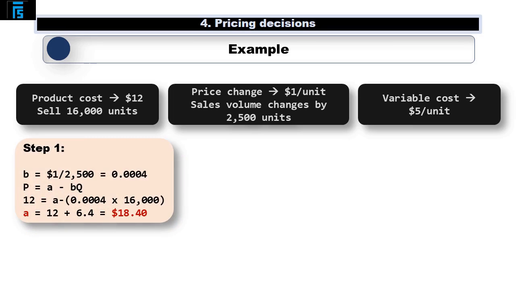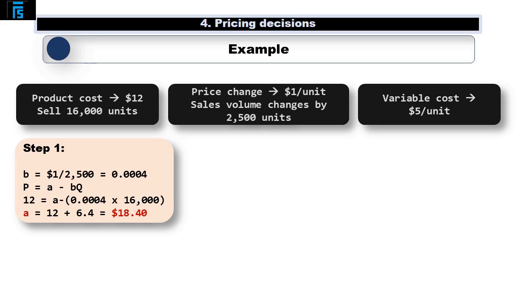So step 1 is to use the demand equation to find any figures we don't yet have. To find B, we take the change in price and divide it by the change in quantity. So this is $1 divided by 2,500 units in this case, giving us 0.0004.